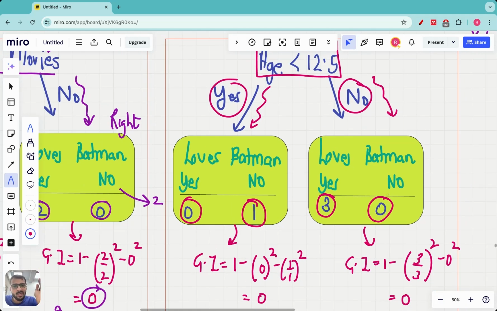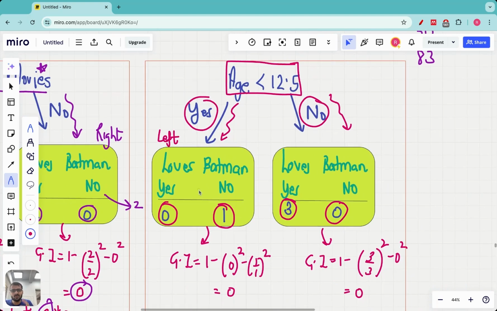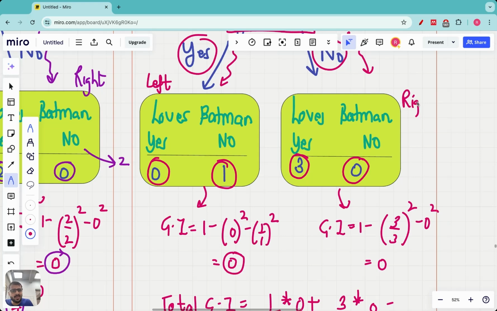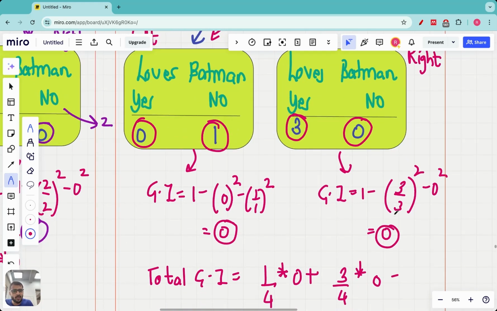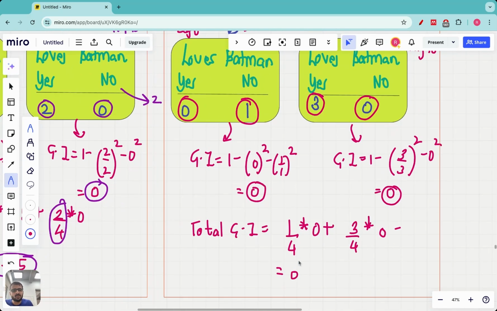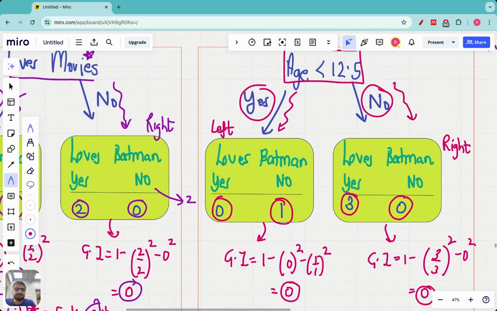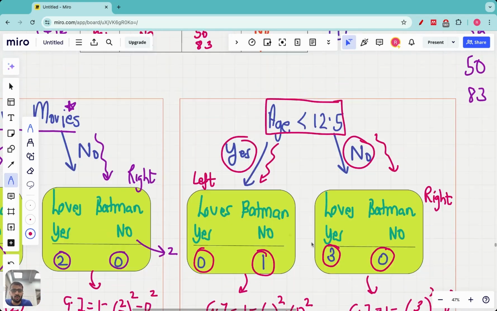Now without even calculating the Gini impurity, I can predict because in the left leaf there is not a mixture of classes. It's just one answer. So the Gini impurity of the left leaf will be 0. Similarly, on the right leaf, there is not a mixture of classes. All of them have answered yes. So the Gini impurity of the right leaf is also 0. And so the total Gini impurity considering the left leaf and the right leaf is going to be 0. So for the age less than 12.5, the Gini impurity is 0.